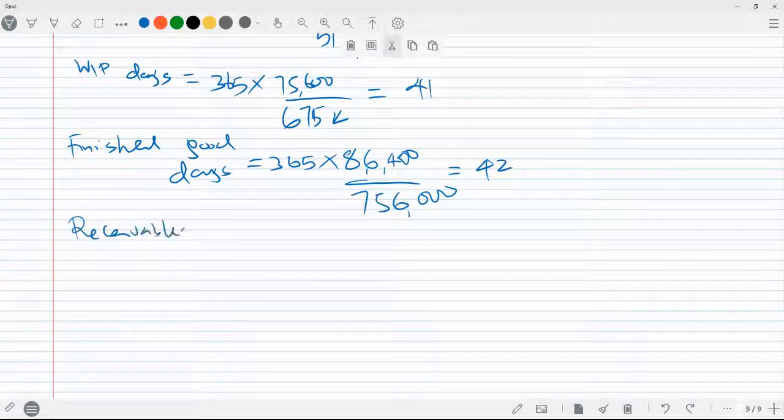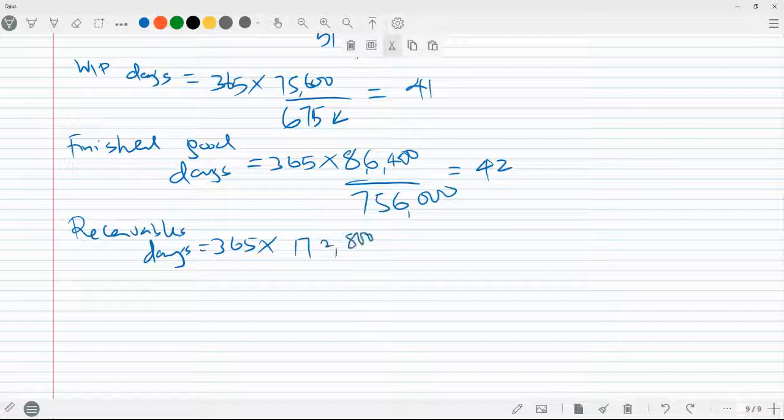Again, we get the days for the receivables, what we call the debtors' days. We use 365 and multiply by the investment the company has made towards its customers at a point in time, which is 172,800. We divide by the sales made on credit. We assume therefore that all sales made in the company were on credit, because as you can see, we have not been told how much of the sales were on credit. So we divide by 864,000.